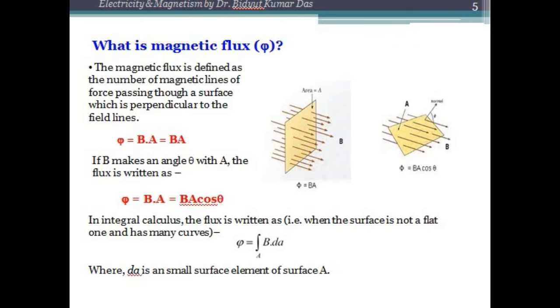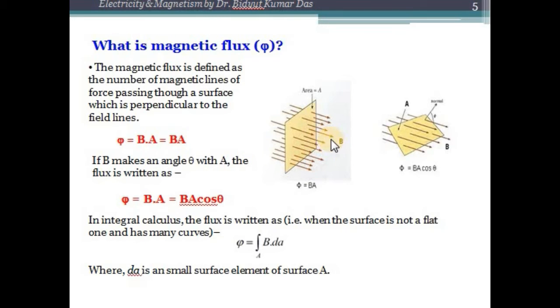So we know that the magnetic field, like the electric field, is a vector quantity, and the magnetic field can be represented by magnetic field lines of force. Magnetic flux is defined as the number of lines of force passing through a surface. For example, considering this surface whose area is A, and these magnetic field lines of force passing through this surface, the flux would be represented by B dot A, where B is the magnetic field and A is the surface area. Now since the magnetic field lines of force are perpendicular to the surface area, this flux will be BA.